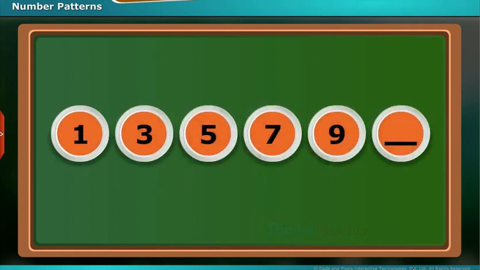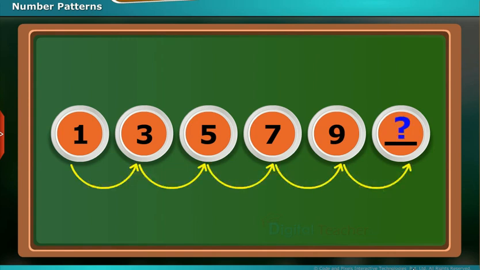In another example, here is a number pattern. Look at the sequence of numbers. Can you guess the next number? In this number pattern, start at 1 and add 2 each time. 1 plus 2 is equal to 3. 3 plus 2 is equal to 5.